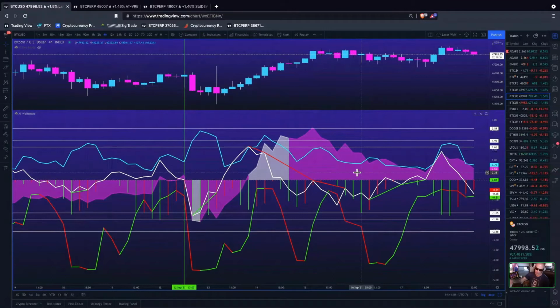Low time frames. Throw this thing on a minute and just watch it populate, right? Use the replay function. Just watch this thing create its own action, and it'll blow your mind.